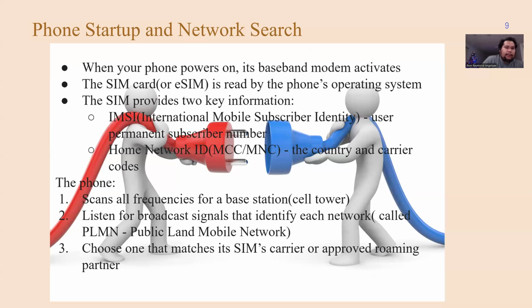The SIM provides two key pieces of information: the IMSI, the International Mobile Subscriber Identity, which is a unique subscriber number, and the home network ID, which indicates the country and the carrier code. The phone scans all the frequencies for a base tower or cell tower. It listens for a broadcast signal that identifies each network, called the PLMN, Public Land Mobile Network. It chooses one that matches the SIM's carrier or approved roaming partners.